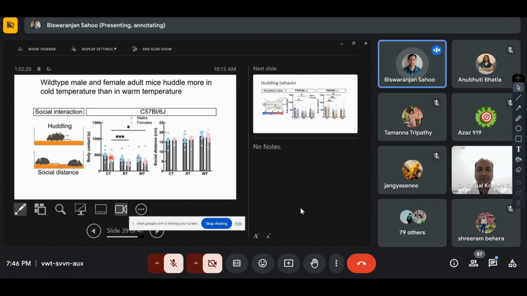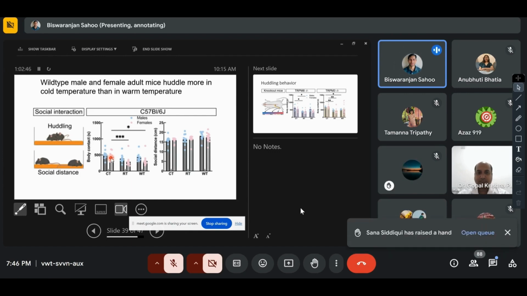So we need to understand how, in cold also, cold is a major stress, okay? When animals are in the cold situation, they're under stress, so their behavior changes also. To combat the cold stress, they huddle with each other to maintain their body temperature, as well as the behavior, right?